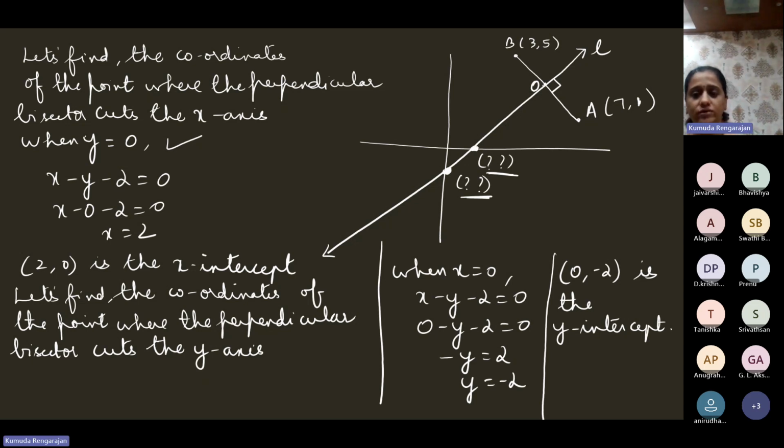Yeah, so our rough sketch is actually okay. This one is 2,0. And this one is 0,-2.